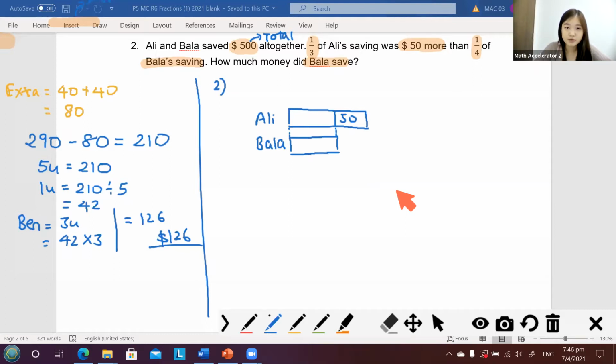Okay, now did we draw all of Ali's savings? Yes or no? Is this all of Ali's savings? Okay, a lot of you telling me no, right? This is not all. This is only 1/3. So if you want all of Ali's savings, we must draw in how many more of Ali? How many more must you stack up?